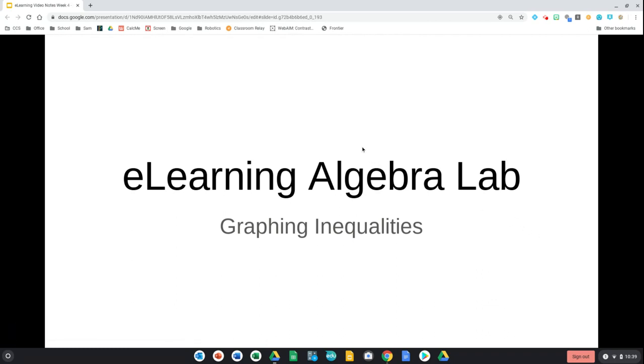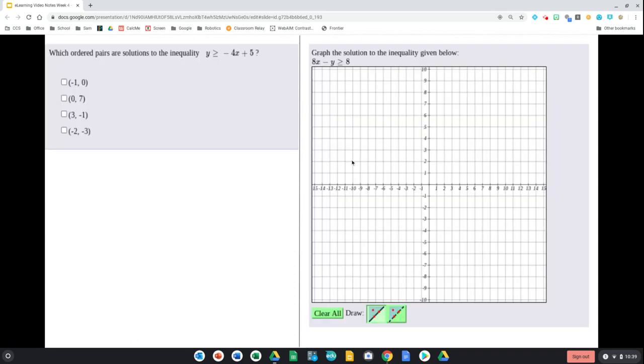So before we do that, though, the first type of question that you're going to have on your assignment today is going to be questions like you did on your Algebra Lab assignment previously, which is telling whether an inequality is going to be true or false. And so these are set up a little bit differently than the ones you did the other day.